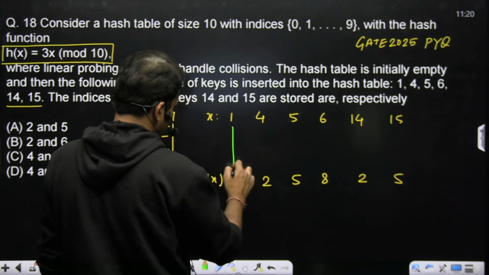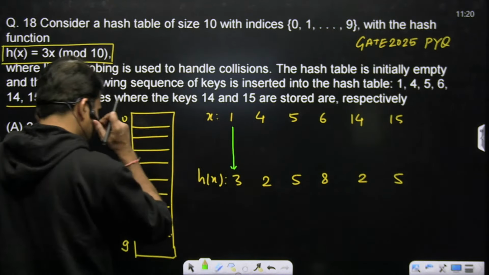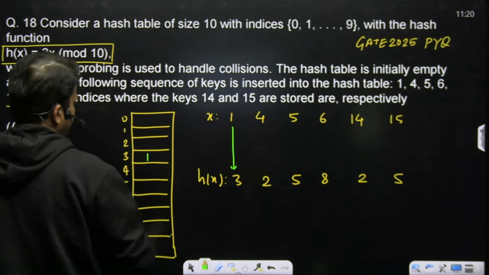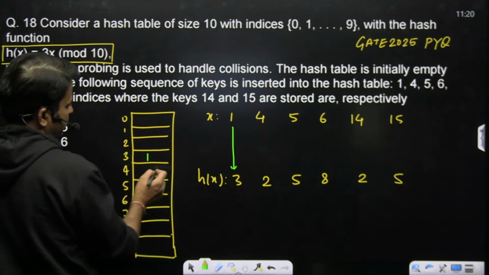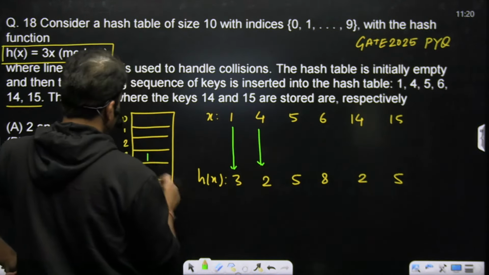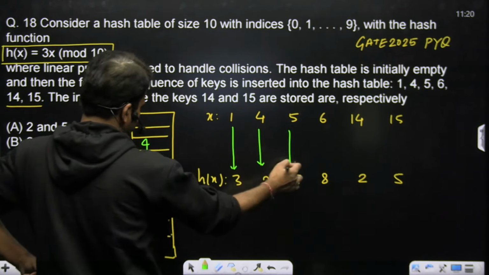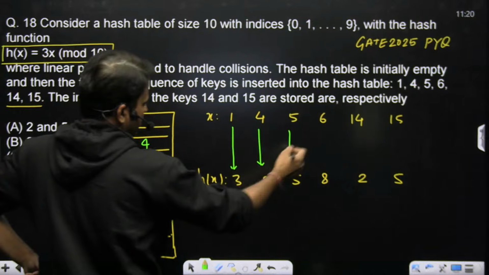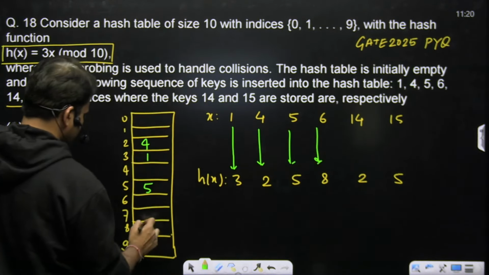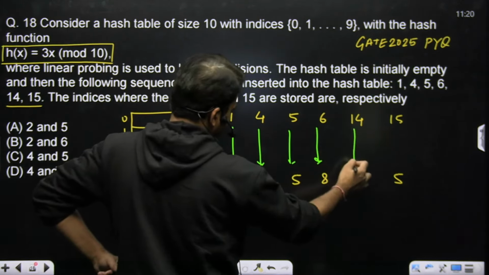So key 1 is stored at index 3. Where will 1 be stored? At index 3. Sir, key 4 is stored at index 2. 5 is stored at index 5. Now 6 at index 8. Sir, 14 at index 2.